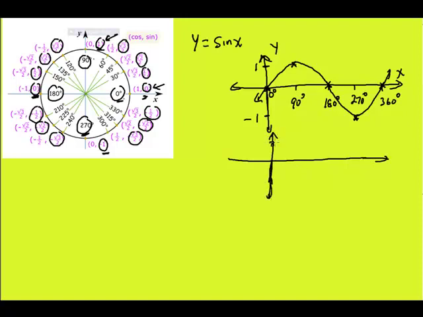So the highest is 1, the lowest is negative 1. 0 radians. And if you go all the way around the circle, that's 2 pi. Okay, same as 360. Halfway between that's pi, halfway between that's pi over 2, and halfway between pi and 2 pi is 3 pi over 2. Okay, I'm going to start when it's 0 radians, sine is 0. At pi over 2, sine is 1. At pi, sine is 0. At 3 pi over 2, sine is negative 1. And at 2 pi, sine is 0.